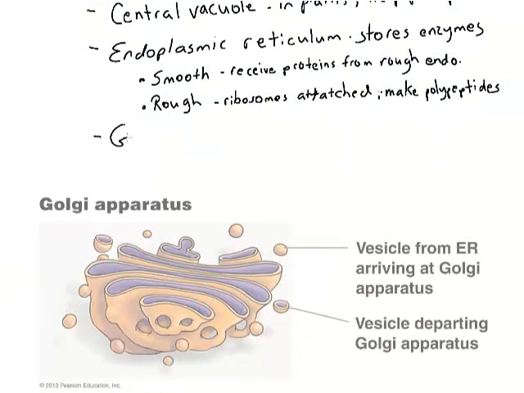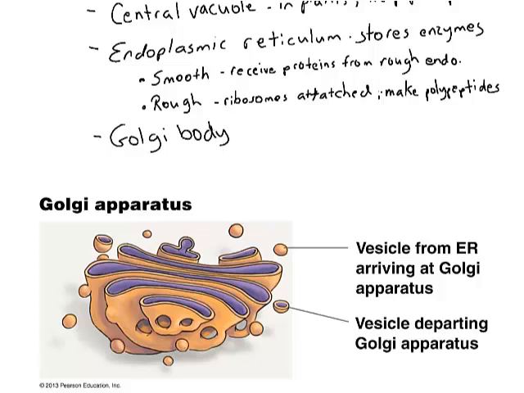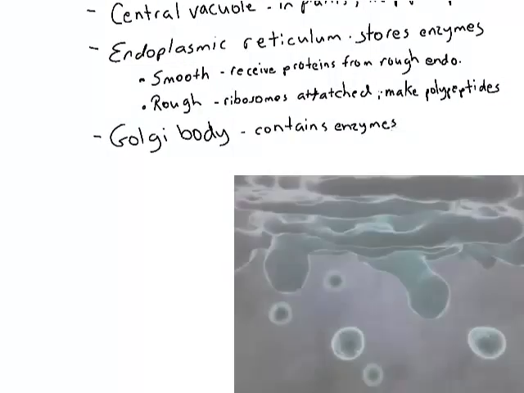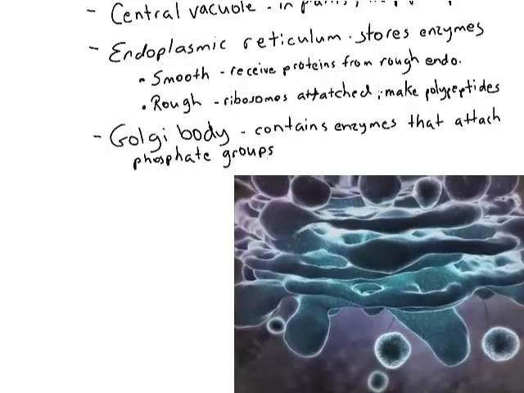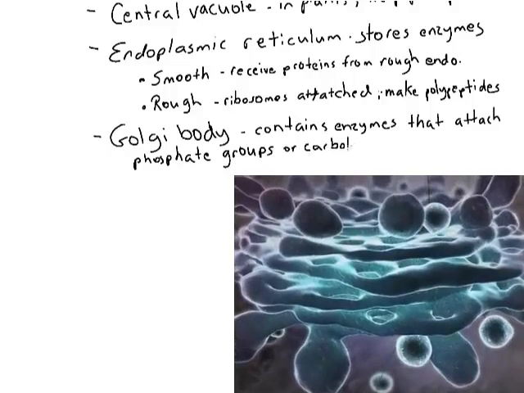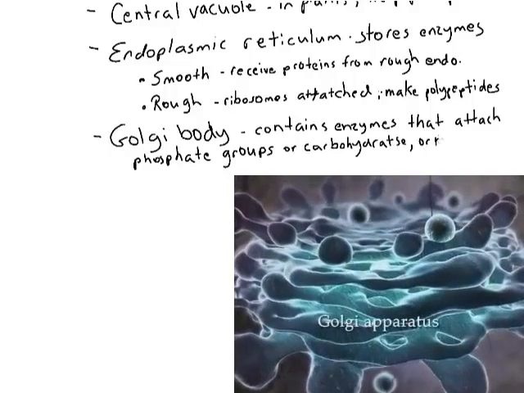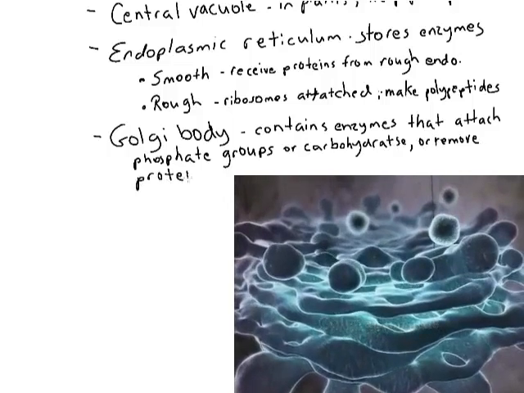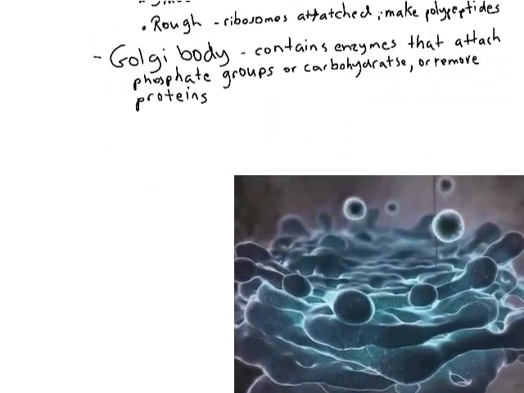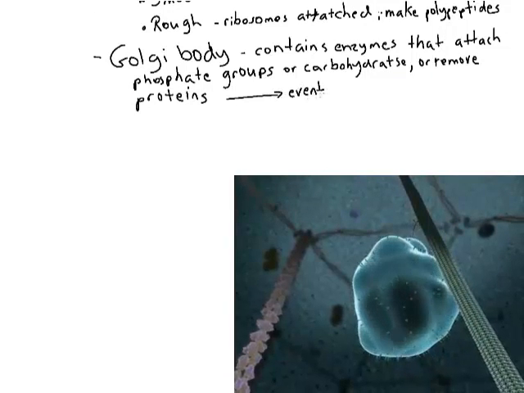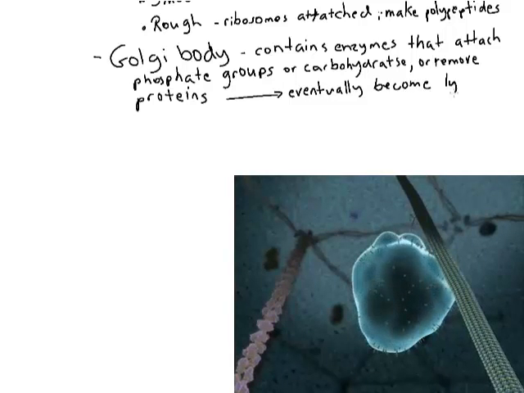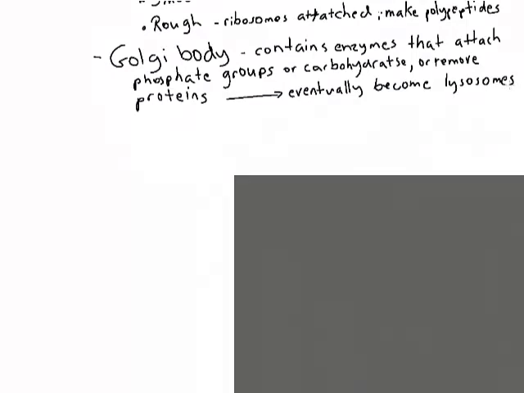Another part of the eukaryotic cell are Golgi bodies. And a Golgi body has folded membranes that can kind of look like a stack of pancakes. The Golgi body contains enzymes that will put finishing touches on proteins and lipids delivered from the endoplasmic reticulum. The enzymes from the Golgi body will attach phosphate groups or carbohydrates or even take off certain proteins. These finished proteins are sorted into packages in vesicles to be sent through the plasma membrane or to become lysosomes.